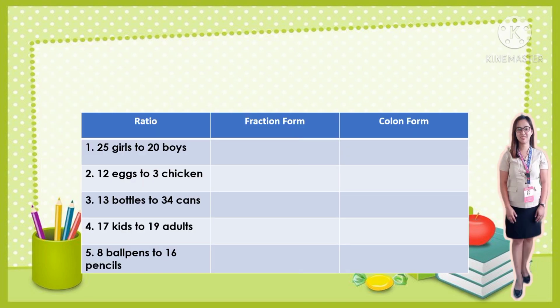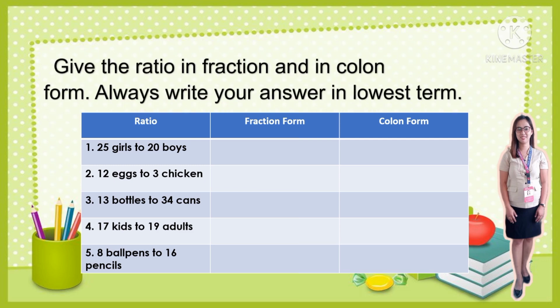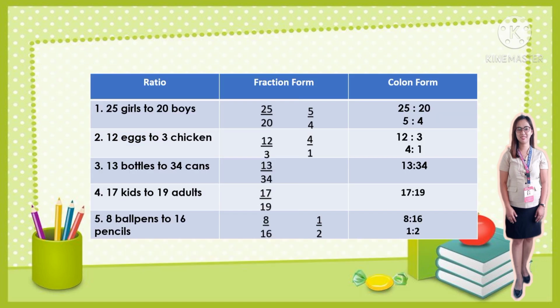This is another activity. You can pause this video while writing down your answer. Let us check your work. 25 girls to 20 boys. 25 is to 20 or 5 is to 4 in fraction form. In column form, 25 is to 20 or 5 is to 4.